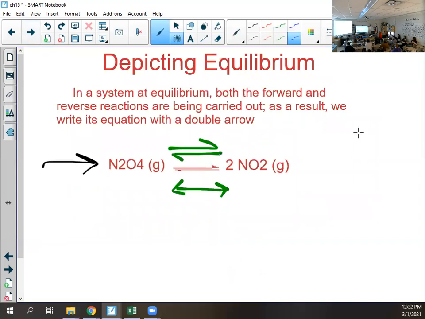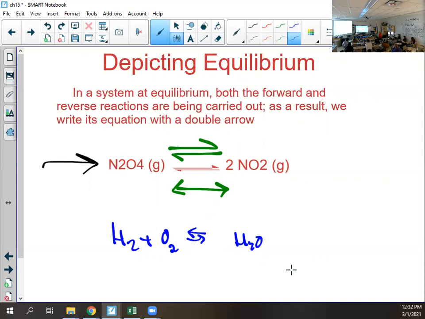All right. In a system at equilibrium, both the forward and reverse reactions are being carried out as well. So we write this as a double arrow. So instead of H2 plus O2 making water, we now can have it go both directions. You'll see it in both styles, where it's a half arrow on top and half on bottom, or just a double-headed arrow. Both are fine.